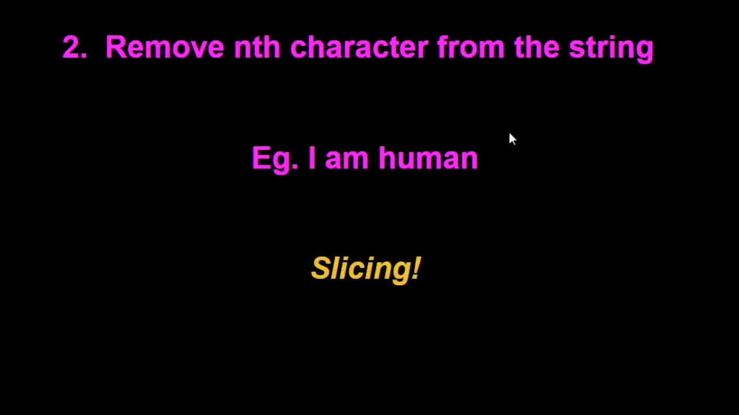So the next example is about, let's see, remove the nth character from the string. So what I want to do is, I'll take an input from the user and ask them to tell which character they want to remove from the string. For example, I want to remove the second character from this sentence. So basically I am removing the letter A. Again, you can achieve this by using slicing. It's very simple. So let's just code it out.